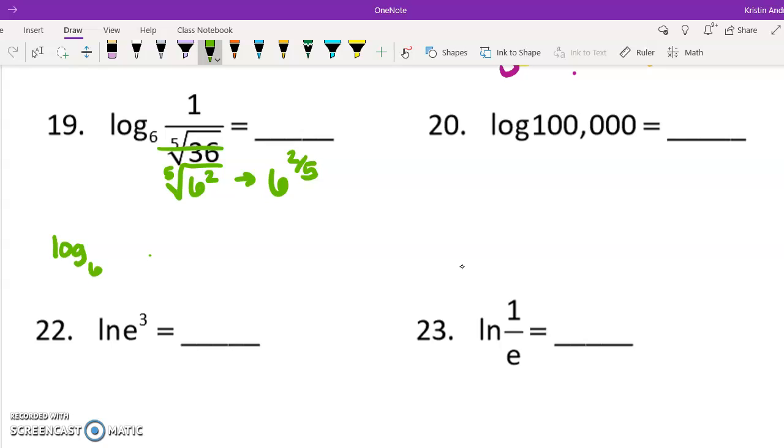And it's in the denominator. So we should remember that when you have an exponent in the denominator, we can move that up to the numerator and change the sign on it. So that's going to be 6 to the negative 2/5 power. This lower 6 is a 6 to the first, so I'm going to divide my powers. Negative 2/5 divided by 1 is negative 2/5.